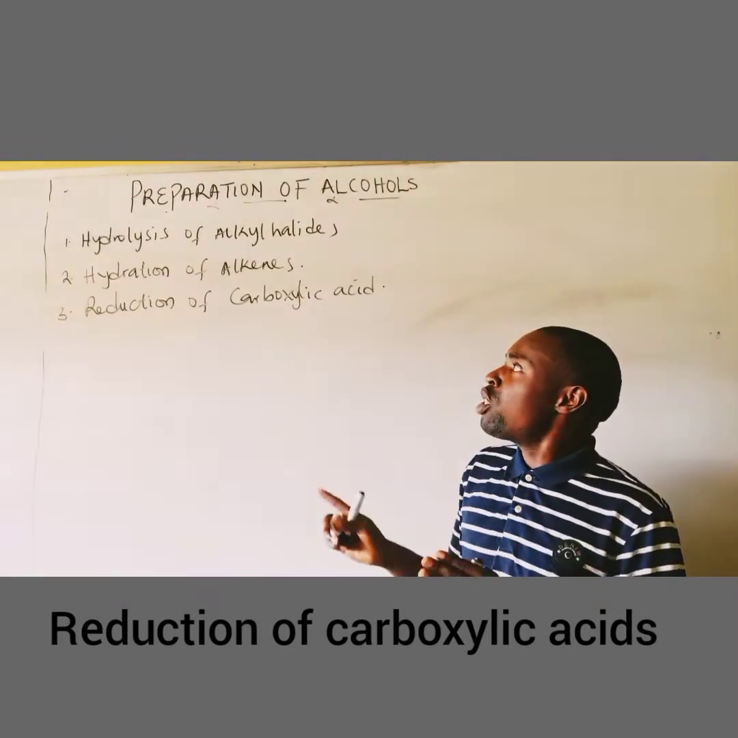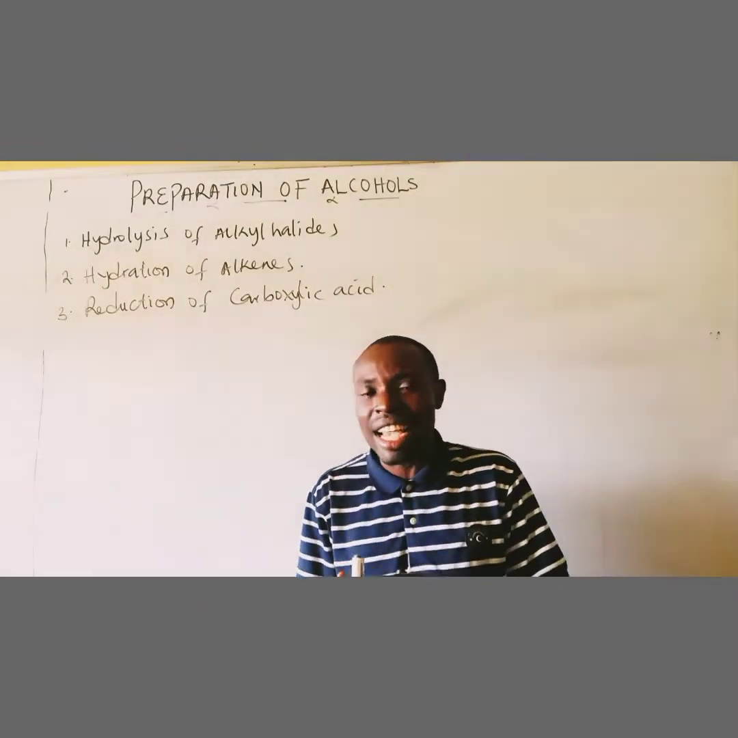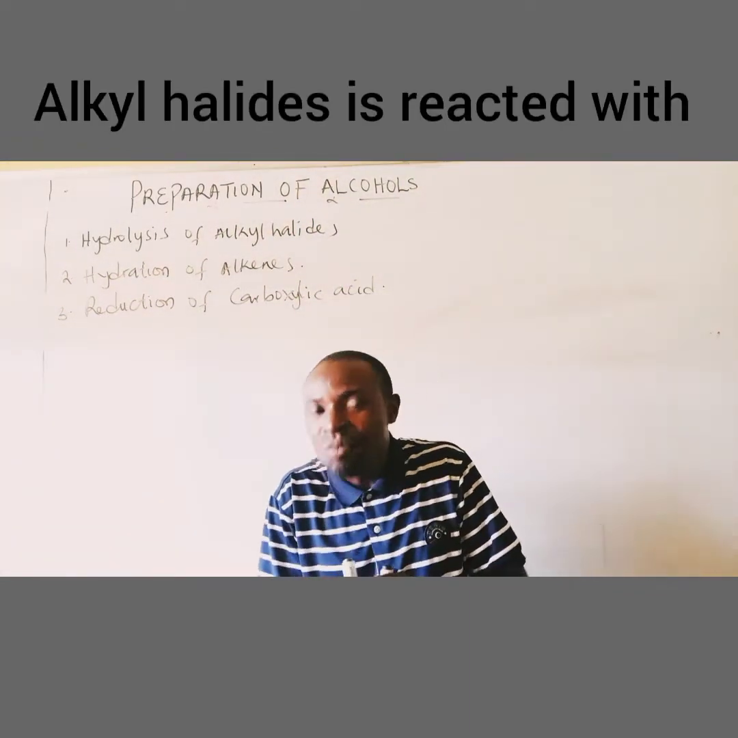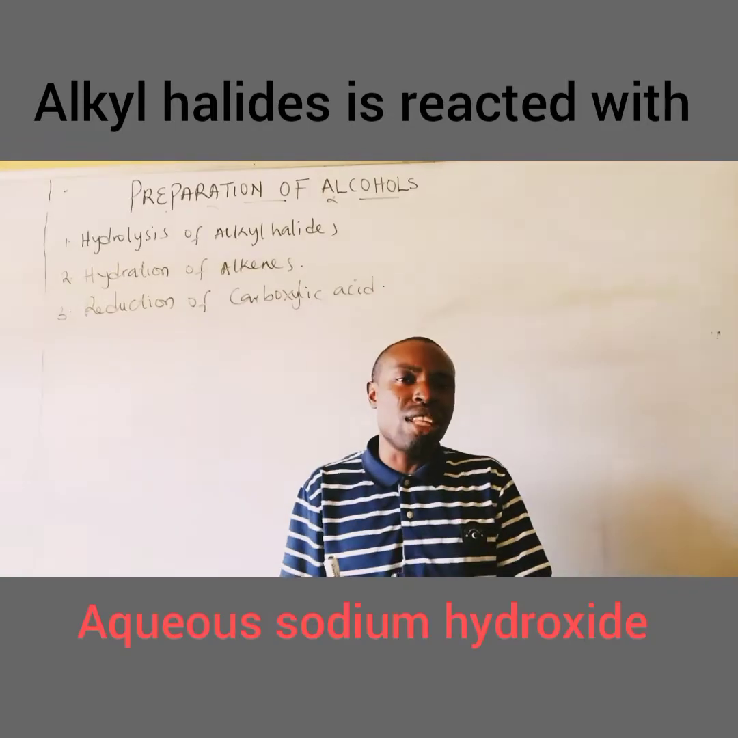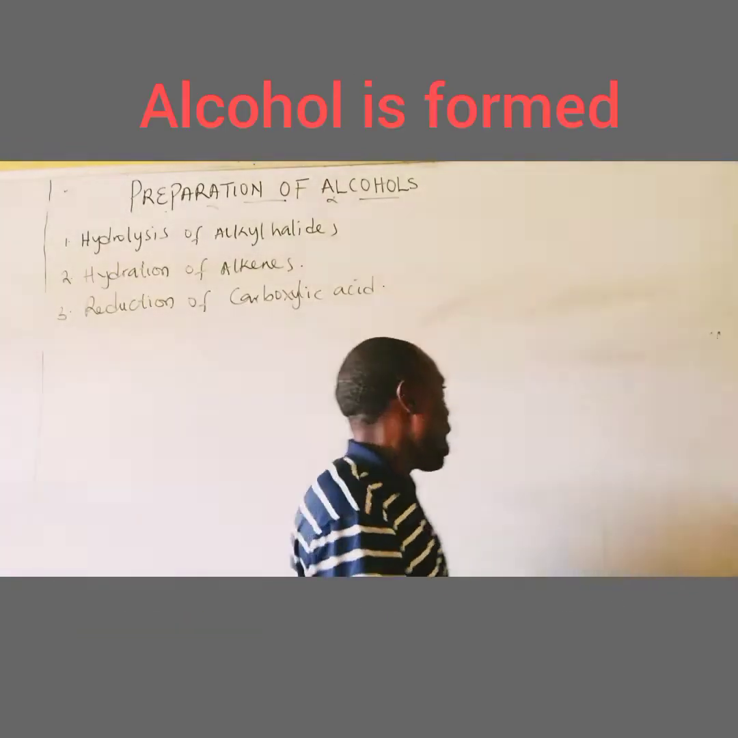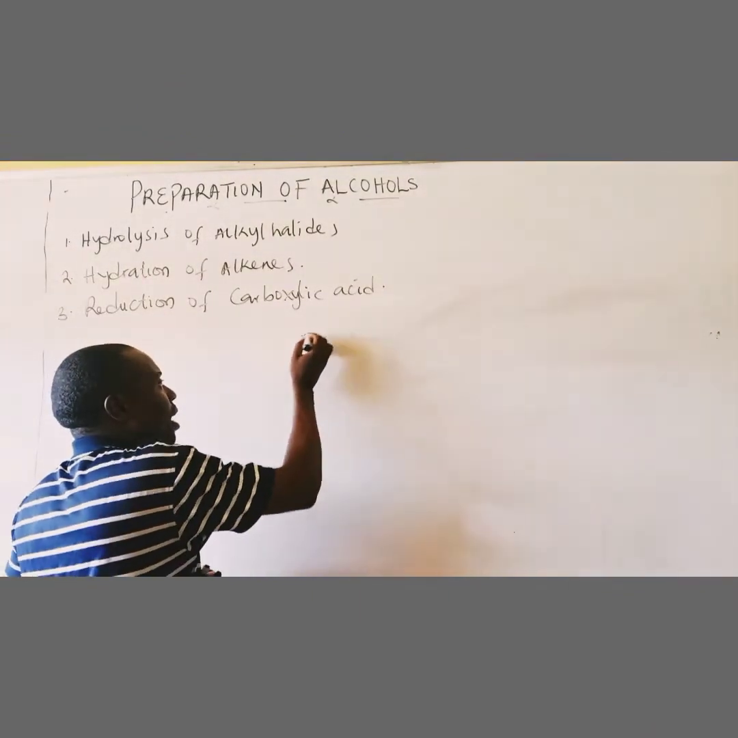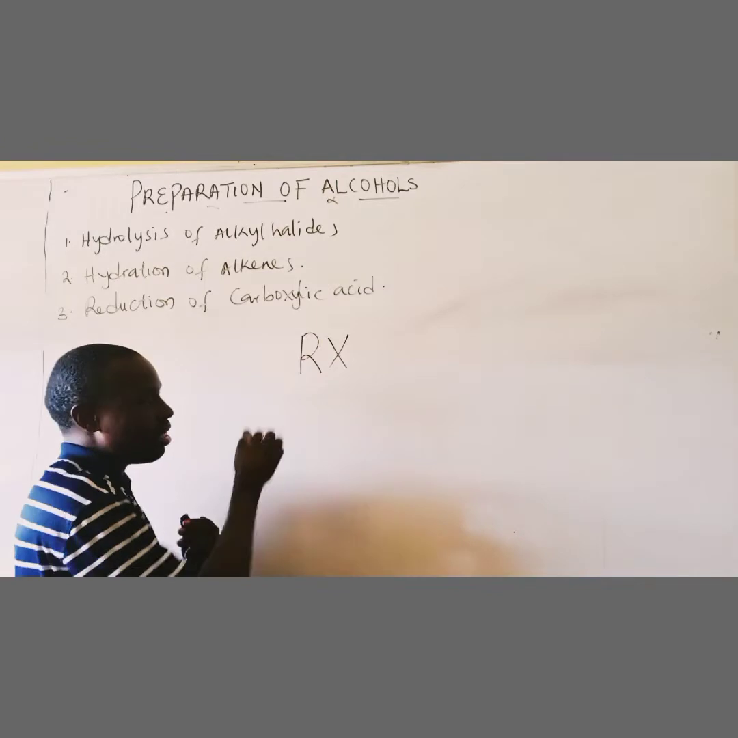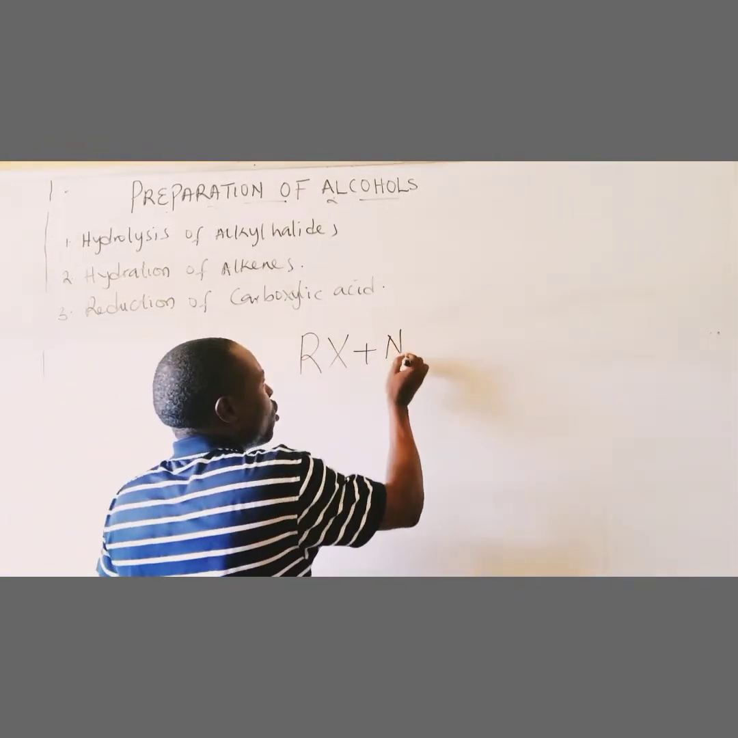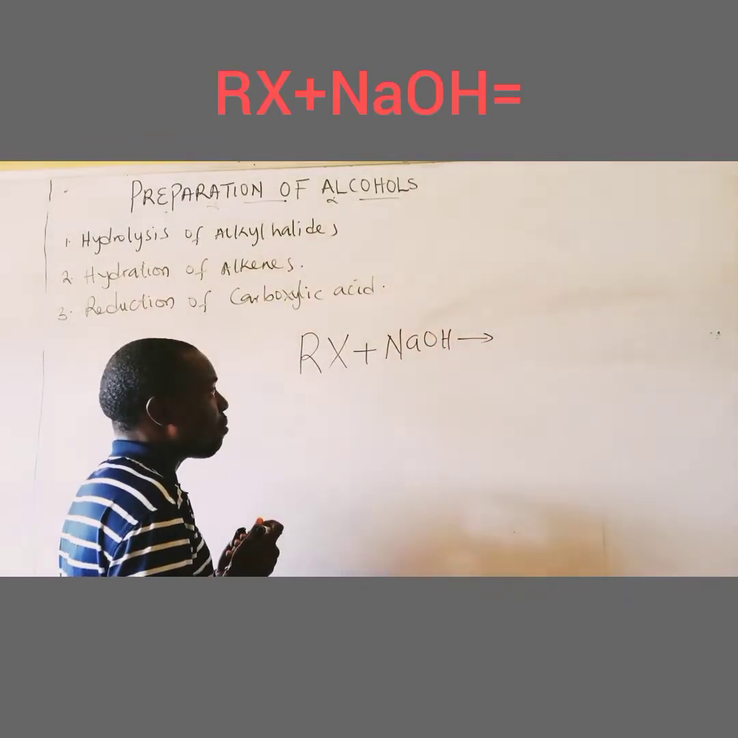Now, in the first one, under the hydrolysis of alkyl halide, we are to react an alkyl halide with aqueous sodium hydroxide. And with that, an alcohol is formed. We can illustrate it, for example, with an alkyl halide plus aqueous sodium hydroxide. Now, what do we have here?